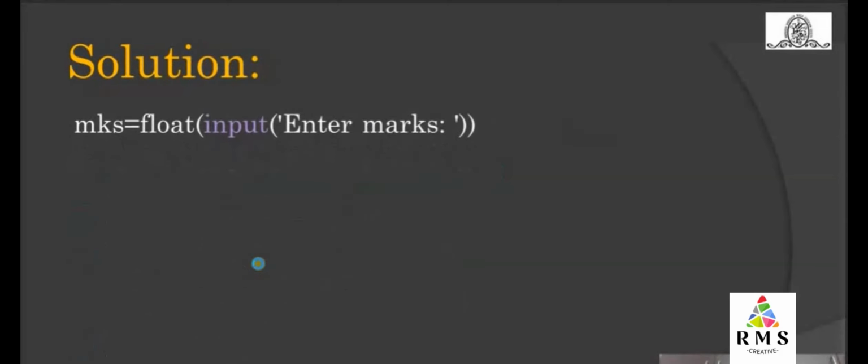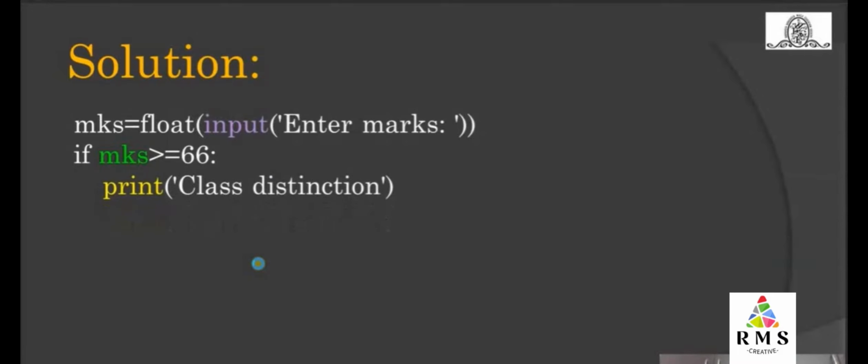So here the solution is present. Enter the marks from the user. Friends, over here the percentage marks can be a float number, right? So I am not using integer, I am using the float function. If marks greater than or equal to 66, print distinction. Else, friends, this else will be executed if marks is less than 66.